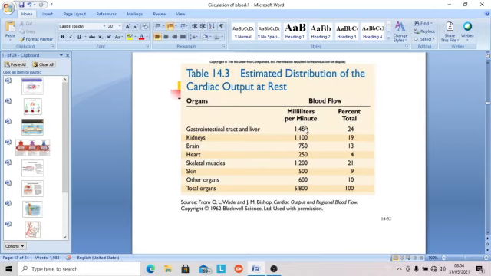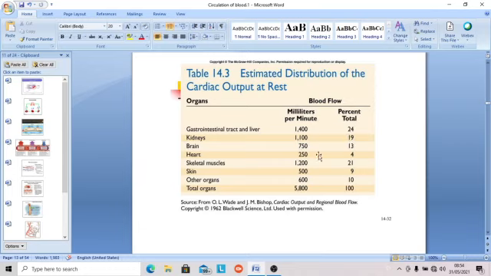How much blood do the different organs get in 1 minute? The GIT and liver get 1400 per minute, 24% of the total blood. The kidney gets 1100 to 1200 milliliters in 1 minute, which is 19% of the total blood.